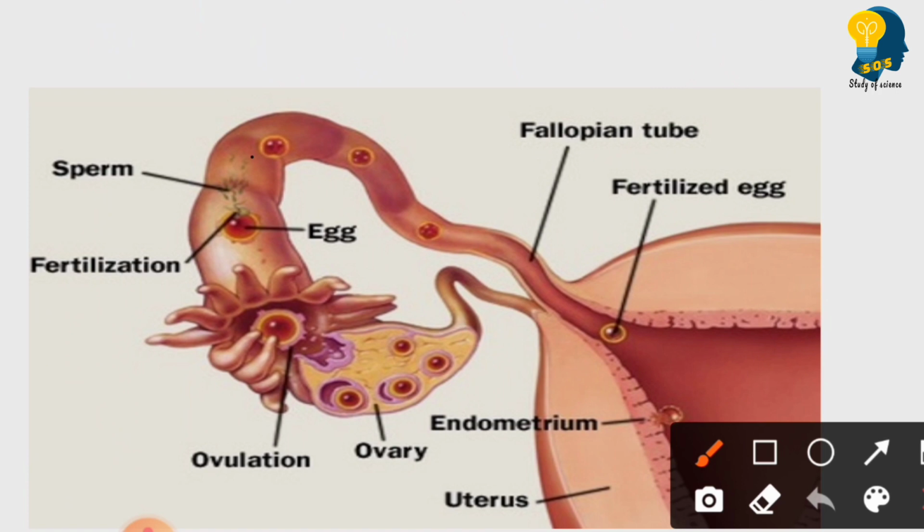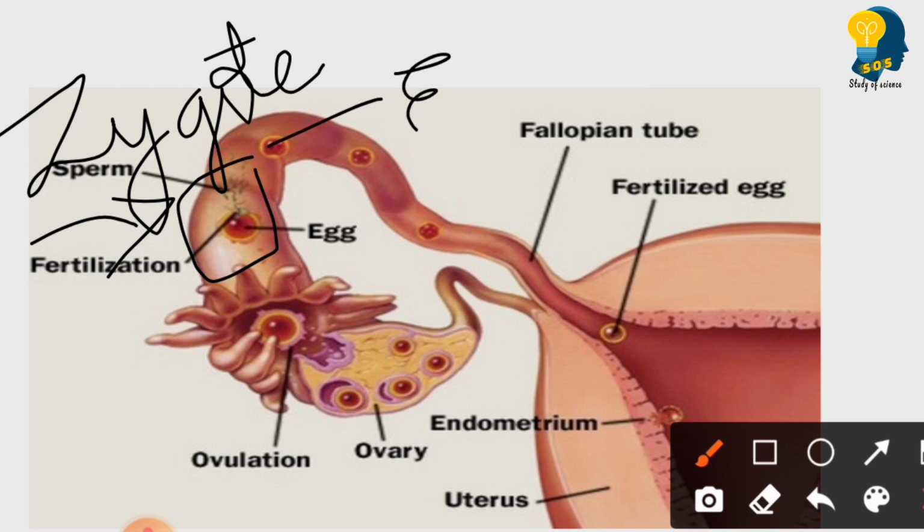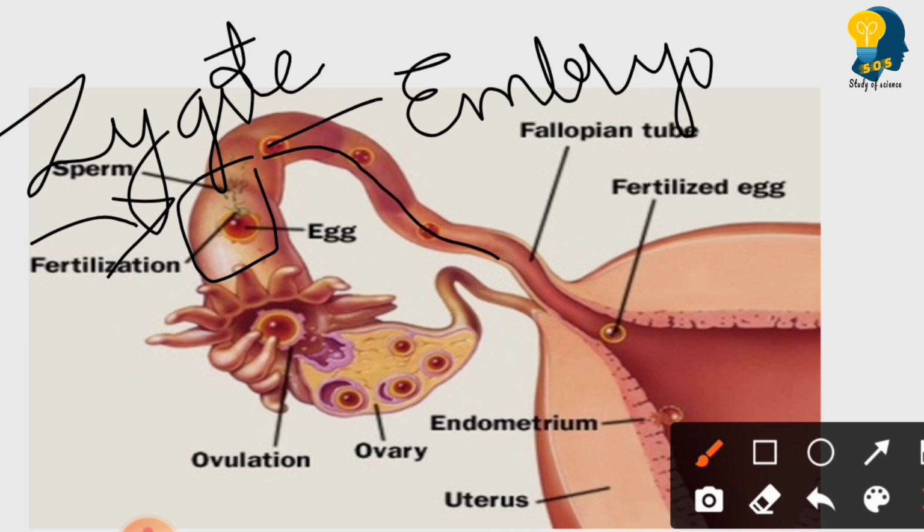So, here is the fertilization process which took place, and once the fertilization took place, what is formed? The zygote, which is called a single-celled organism, is formed, and this zygote starts to repeatedly divide its cells. As a result of this, what is formed? The embryo is formed. Okay, so this embryo will start moving towards the uterus within 4 to 5 days.